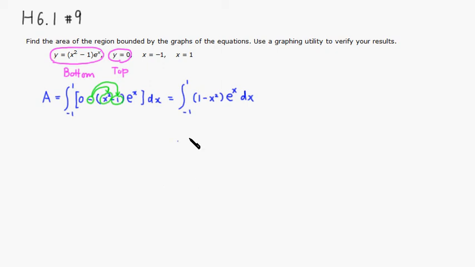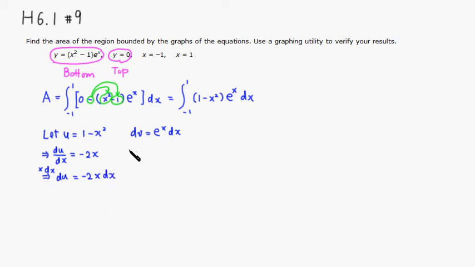Let's use integration by parts. We're going to let u be 1 minus x squared, and dv is going to be the rest of it, e to the x dx. If you take the derivative of u with respect to x, you will get -2x. We can find du by multiplying both sides by dx, so that's going to be -2x dx.